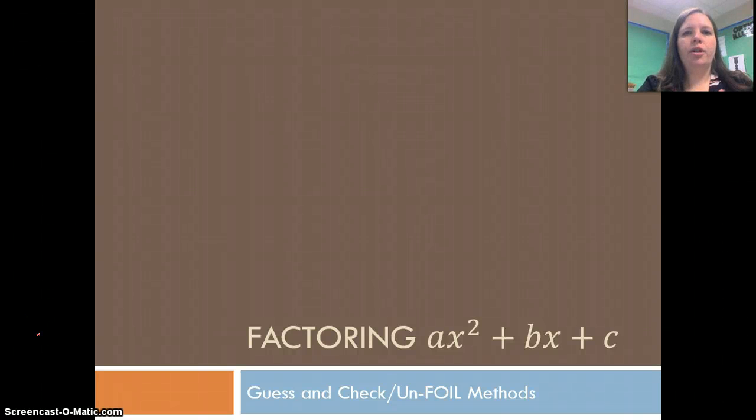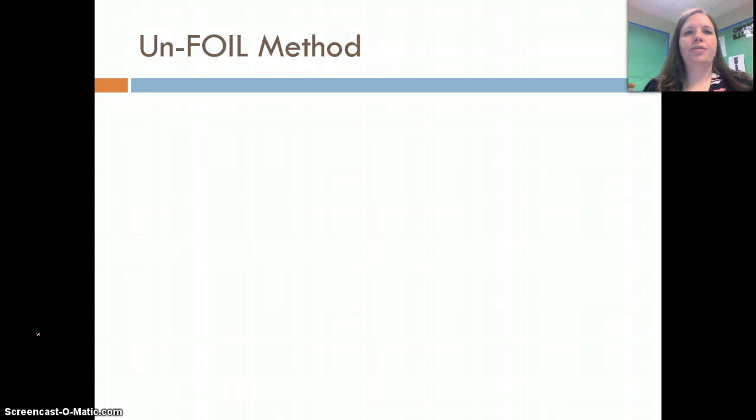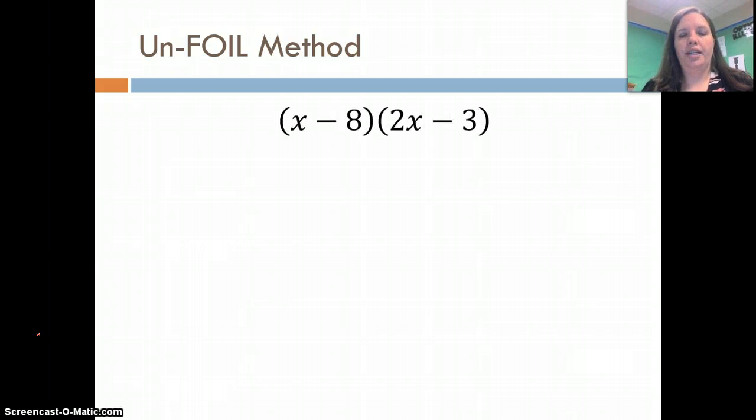So we're going to work on giving you a method today of factoring quadratic trinomials, not through guessing and checking, but what I like to refer to as the unfoil method. So starting out with the unfoil method, let's talk about what foiling would involve again.